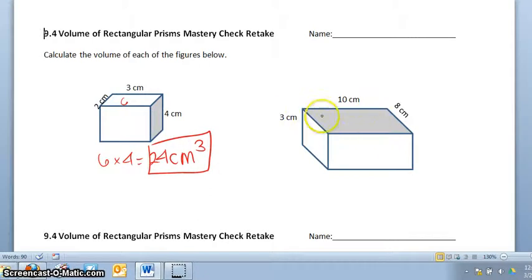Same thing we're going to do over here. Find the area of the base. 10 times 8 is 80. And then we're going to multiply that by the height. So we have 80 times 3, which is 240 centimeters cubed.